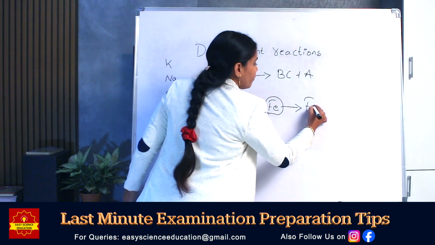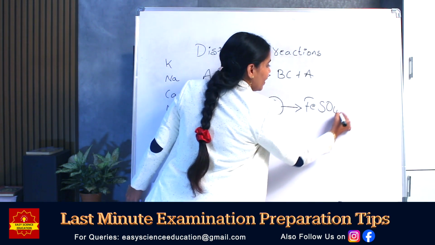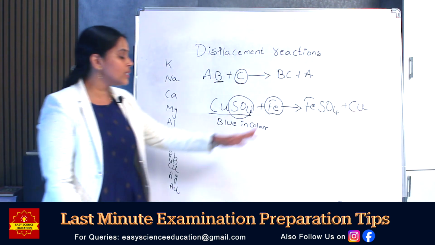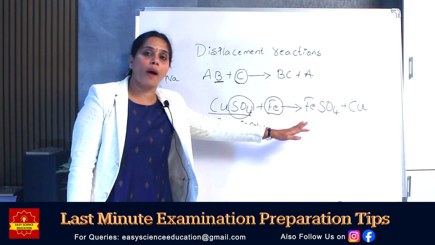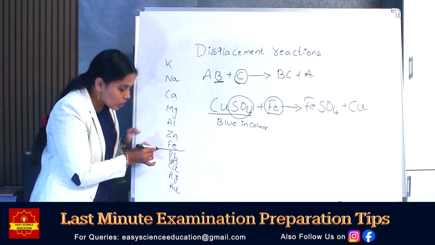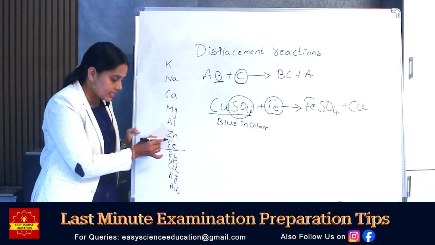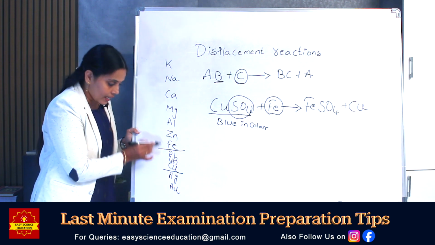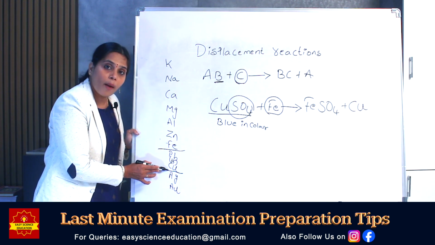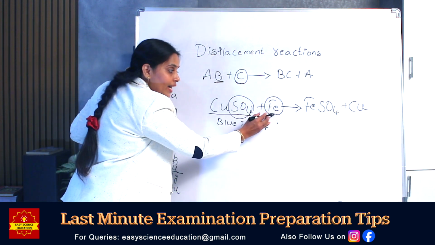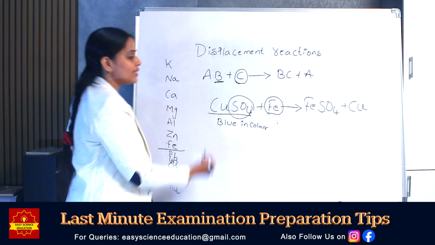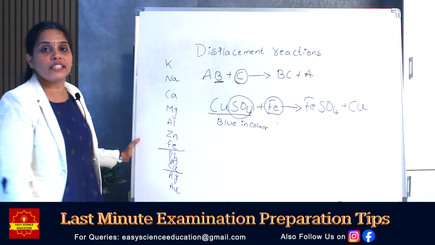That means FeSO4, iron sulfate has formed and copper is liberated in this reaction. That means iron has displaced copper in this reaction, because if you observe, the position of iron in the reactivity series is here and copper is here. This indicates that iron is more reactive when compared to copper. So, a highly reactive metal can displace a less reactive metal to give products. This reaction is known as a displacement reaction.